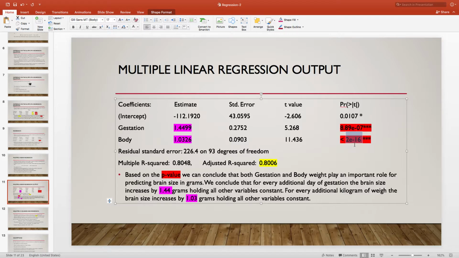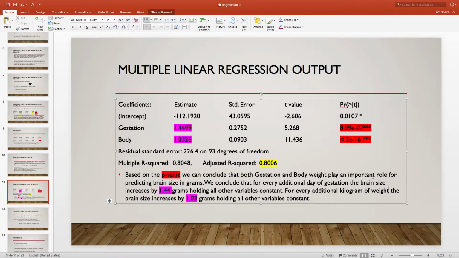So based on the p-value, we can conclude that gestation and body weight play an important role in brain size in grams. And we conclude that for every additional day of gestation, the brain size increases by 1.44 grams, holding all other variables constant. For every additional kilogram of weight, the brain size increases by 1.03 grams, also holding all other variables constant.